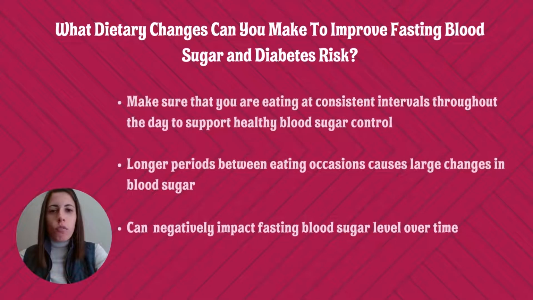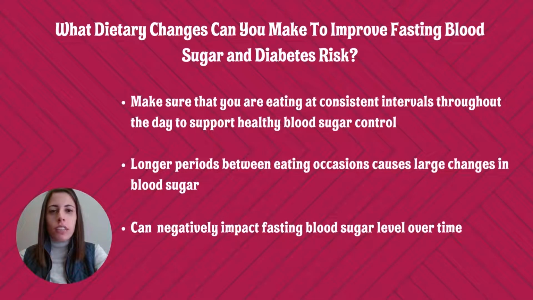And then another important thing to note for improving your fasting blood sugar is to make sure that you're actually eating at consistent intervals throughout the day. This supports healthy blood sugar control because ultimately, if you go all day without eating and then eat a huge meal at the end of the day, your blood sugar is just really low throughout the day, and then it causes a huge spike at the end of the day. And so, if you're doing things like that consistently, it's not the greatest for your blood sugar control. So long-term periods between eating occasions can cause those large changes in blood sugar, and that can negatively impact your fasting blood sugar level over time. So if you think you might struggle with eating consistently throughout the day, that's kind of where we might see a borderline fasting blood sugar.